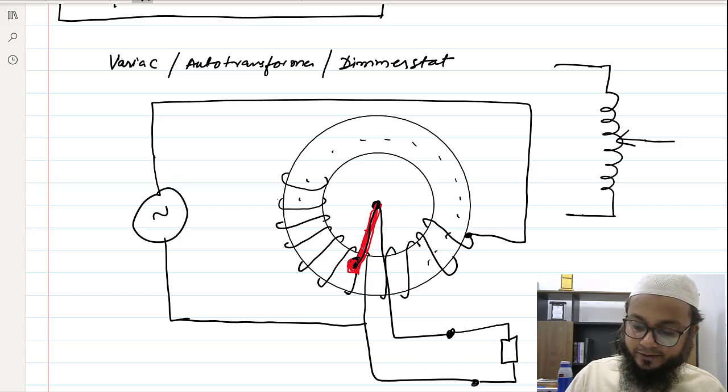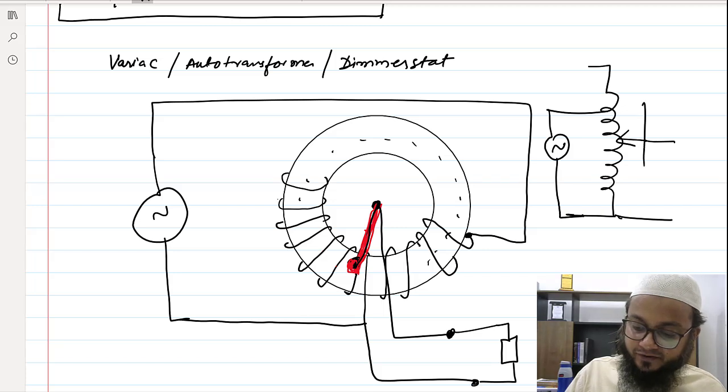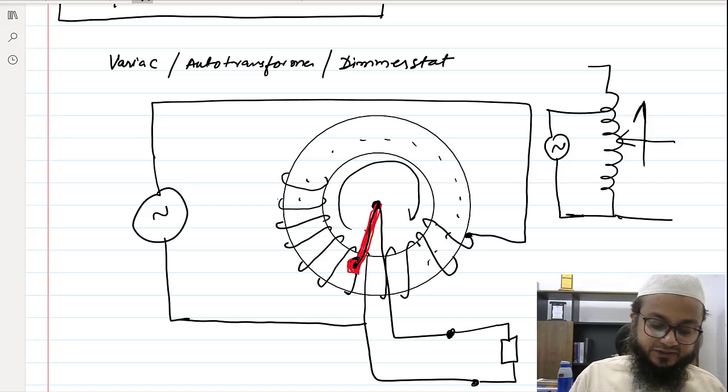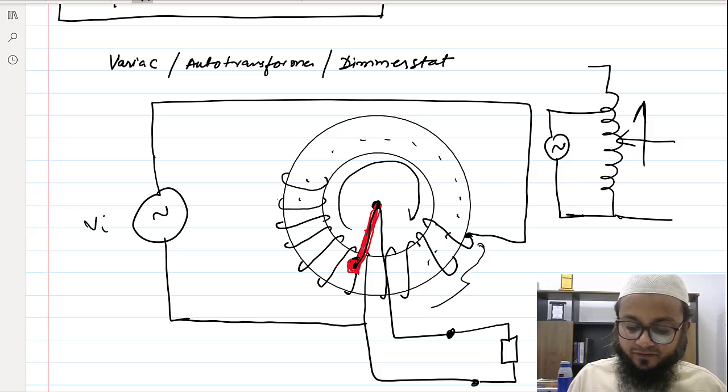This variable point is tapped. Sorry, I have made it similar to this. The input would be somewhere here, and this variable point you can actually vary. You will be rotating this variable point in this direction. Till here you will get the full voltage which you have given, the same V in. Beyond these number of turns, you will get the extra voltage, the step up voltage.